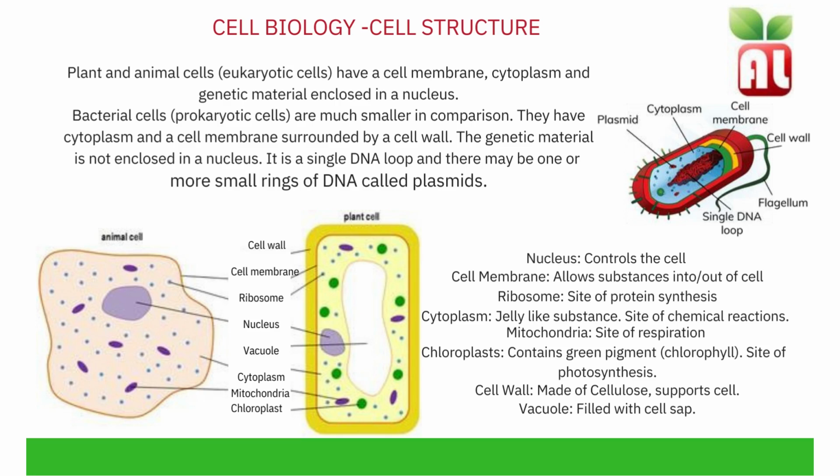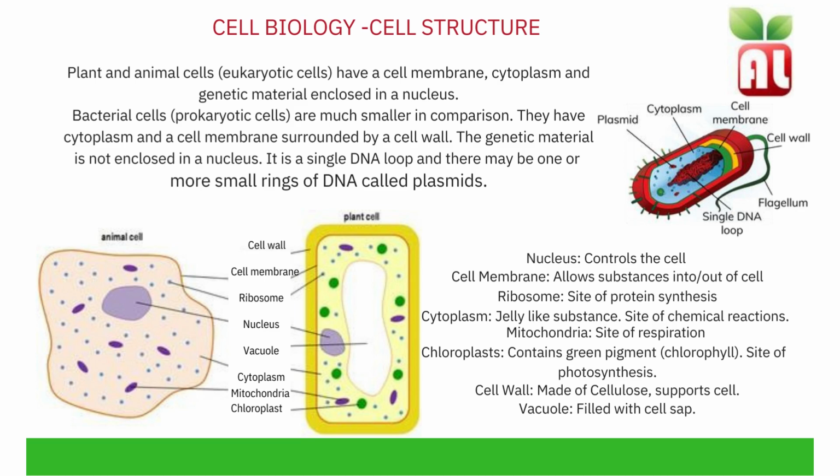Cell structure. Plant and animal cells are both examples of eukaryotic cells. These cells have a cell membrane, cytoplasm, and a nucleus that contains the genetic material, the DNA.